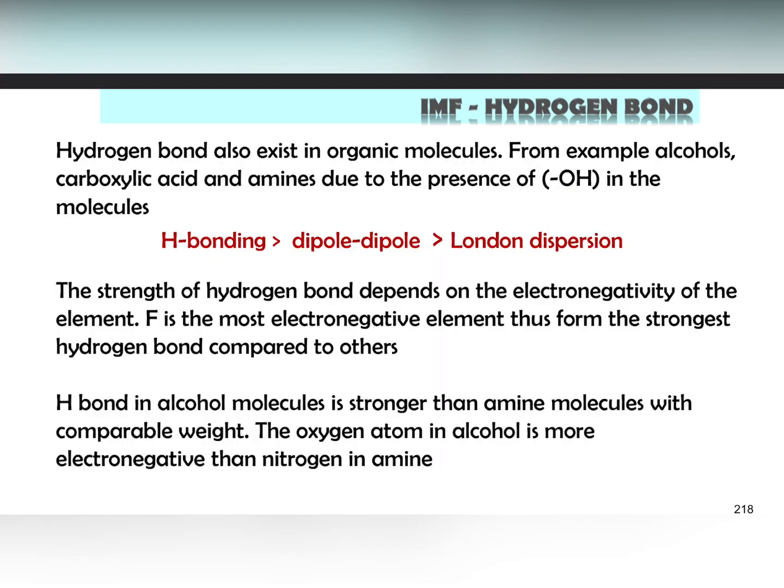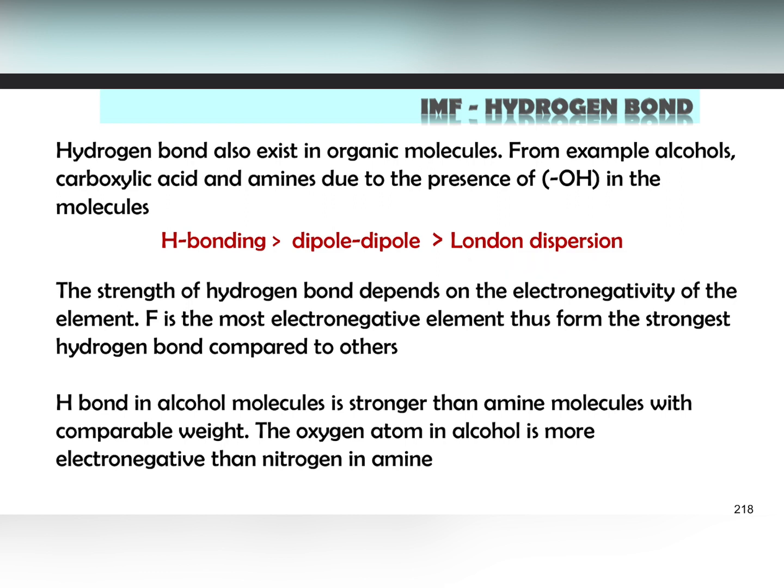Okay, so hydrogen bond also exists in organic molecule. For example, alcohol, ROH, okay, and carboxylic acid, C double bond O, OH, and also amine, ada N. Okay, and this is due to the presence of OH group ataupun kalau dalam amine dia ada N dengan lone pair lah. Alright, so as you already learned before, hydrogen bond is the strongest, followed by dipole-dipole forces, and the weakest is London dispersion forces.